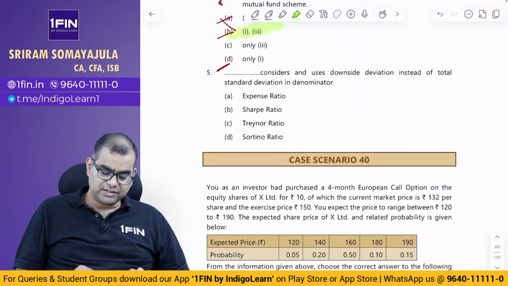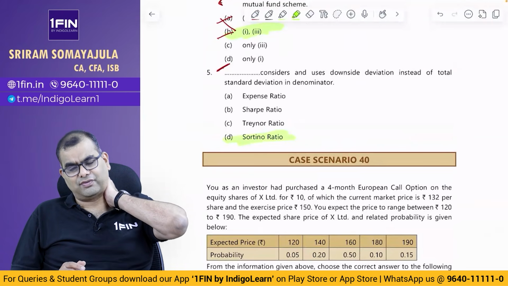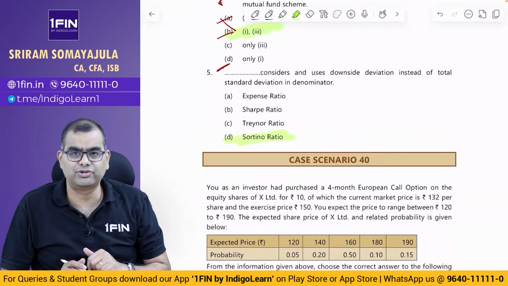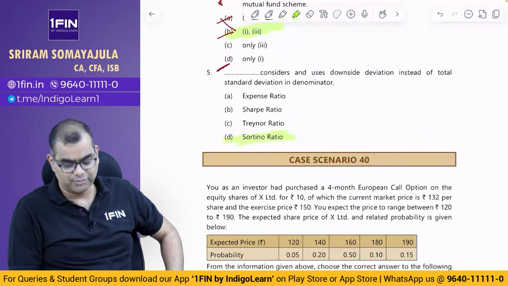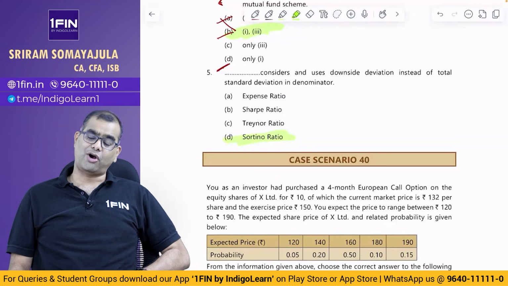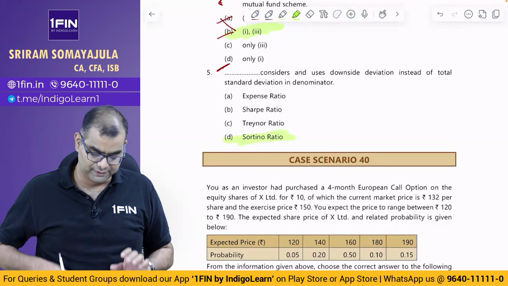Then consider and uses downside deviation, Sortino ratio. This also is a new thing I explained in class. If you're not aware, this is a new concept that they've introduced in the new syllabus, where there's a concept called downside deviation. Instead of taking standard deviation for all the items, you take standard deviation only for the items that are below the mean.